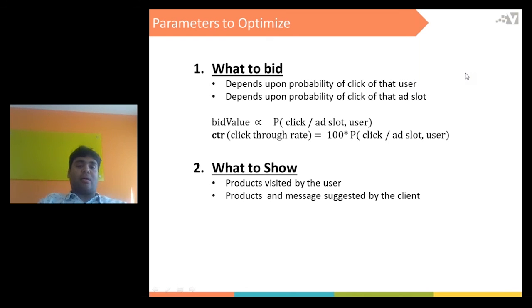The other parameter which we have in hand to optimize is what to show. Once we win the bid, we have to show a banner, right? That also influences the probability of clicking. If the banner is relevant enough, attractive enough, big enough, then the probability of clicking is more. But I'll not be talking about the what-to-show part. I'll only be talking about the what-to-bid part, which is basically the probability of click.